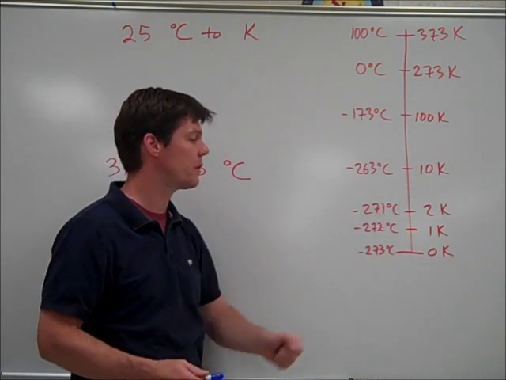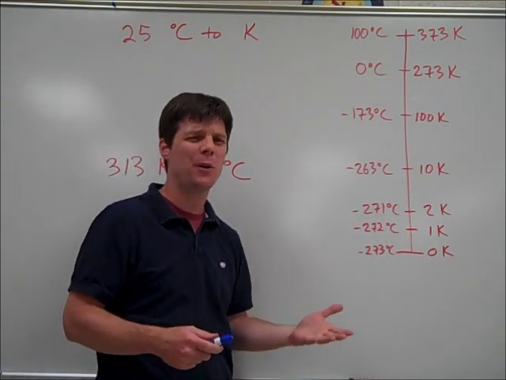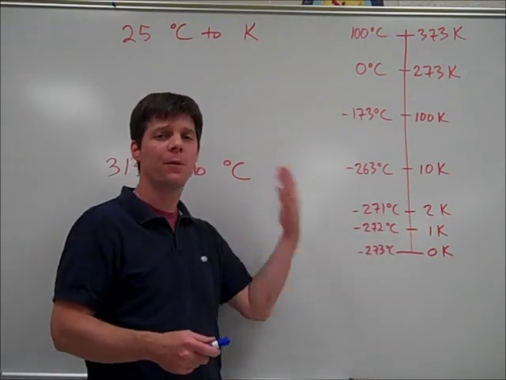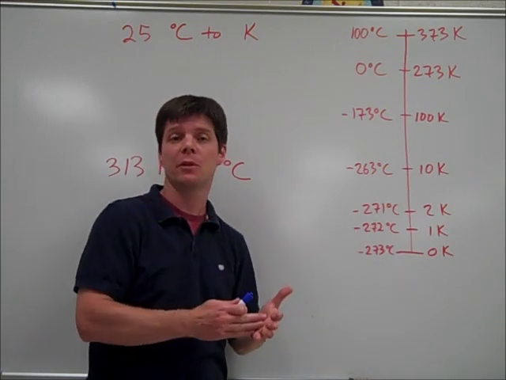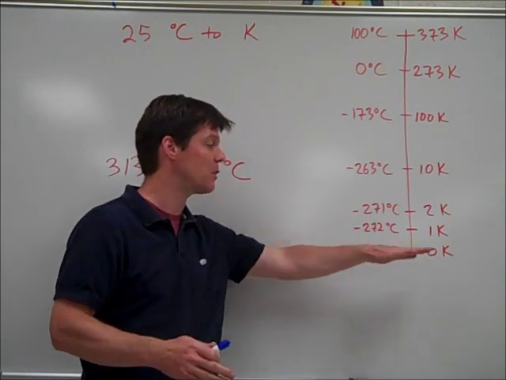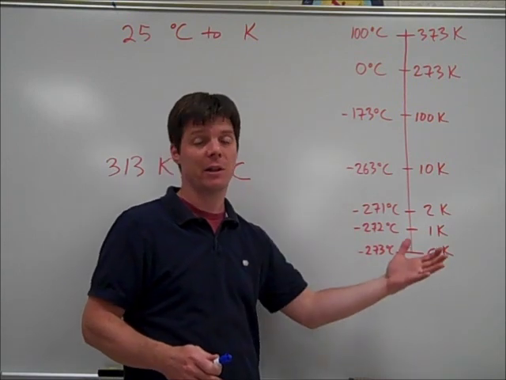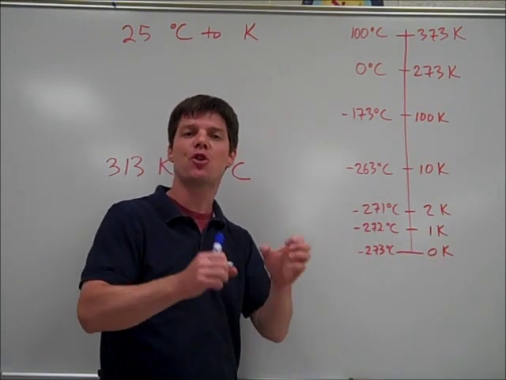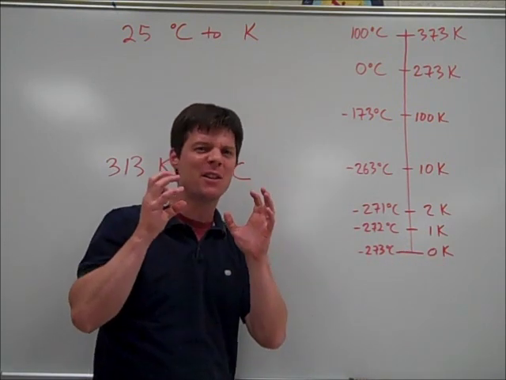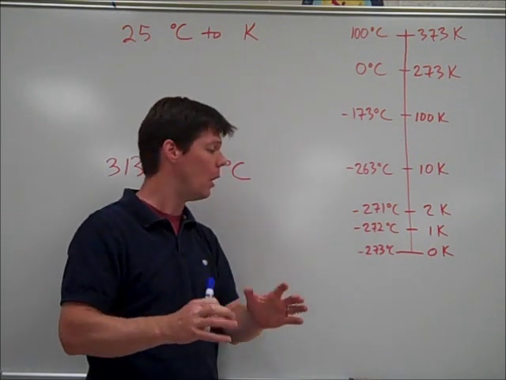So I've included this scale right here, and we'll talk about a few different important temperatures. First of all, let's talk about absolute zero. This is the coldest temperature possible. On the Kelvin scale, it's 0 Kelvin. Now at this temperature, all particle movement stops. That means there's no movement of any particles at all.